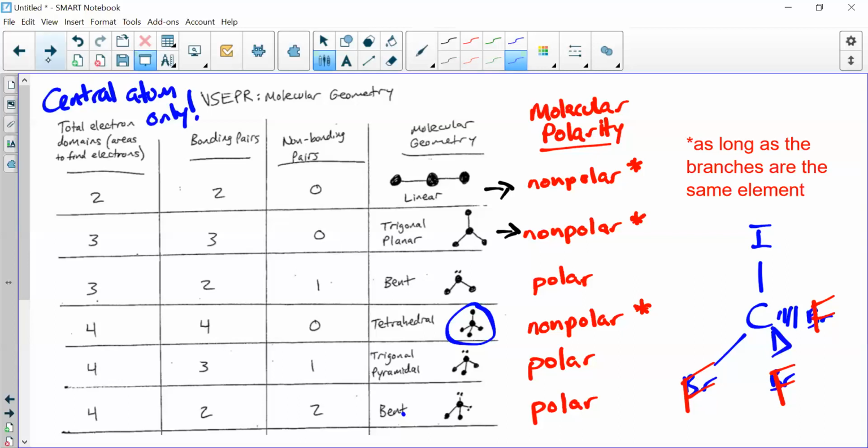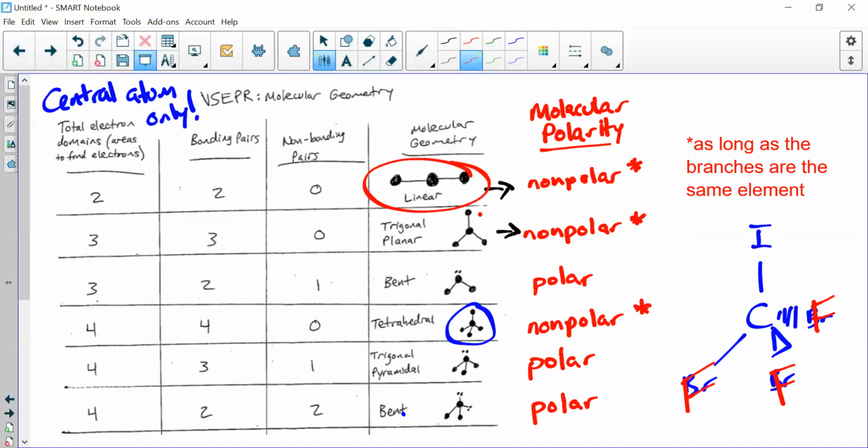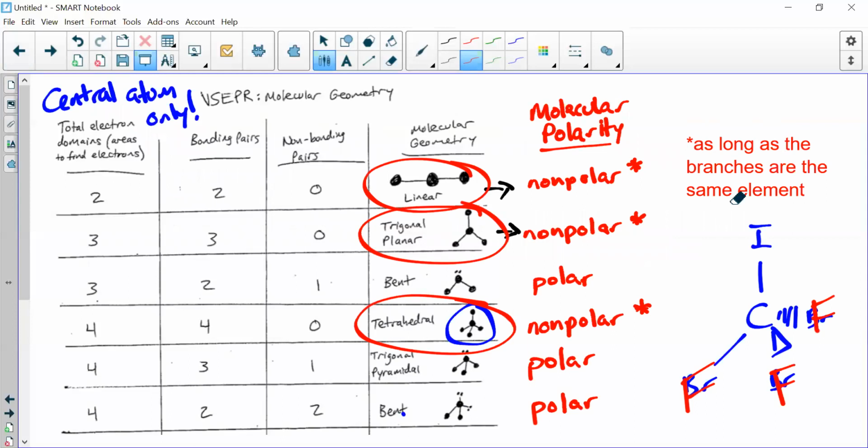So all you need to look at is the VSEPR shape, just to drive this point home. Molecular polarity, or nonpolarity, meaning whether a molecule is polar or nonpolar, depends only on the VSEPR shape, not the type of bonds between the atoms, meaning whether they're polar covalent or nonpolar covalent. The second line here, I just summed it up on the last slide. If the VSEPR shape is symmetrical, meaning no lone pairs, what are the symmetrical ones? This one is symmetrical. This one is symmetrical. This one is symmetrical. No lone pairs. If the VSEPR shape is symmetrical, the bond polarity cancels out and the entire molecule is nonpolar. Asterisk, as long as the branches are the same element.